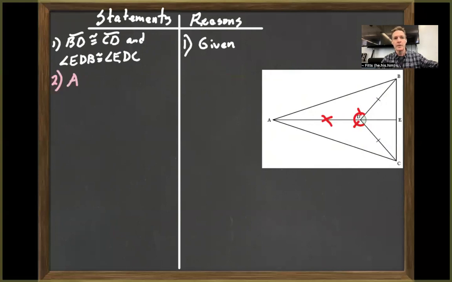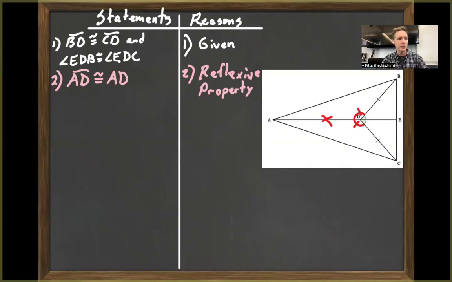Okay. Number 2, AD is congruent to AD by reflexive property. Let me put the little bar on that. Don't forget to put a little bar on top, otherwise you're just listing 2 points. So line segment AD is congruent to line segment AD by reflexive property.